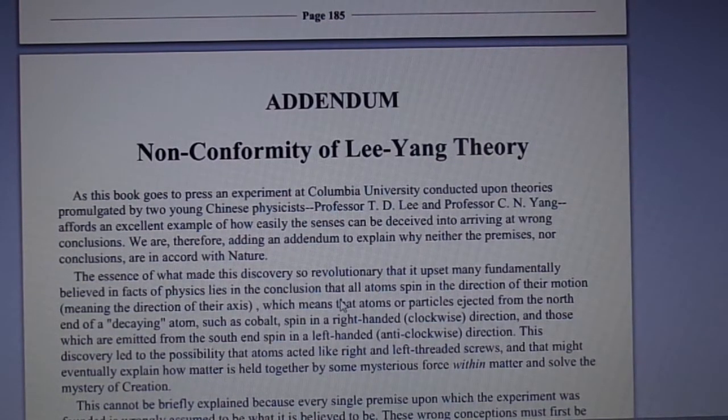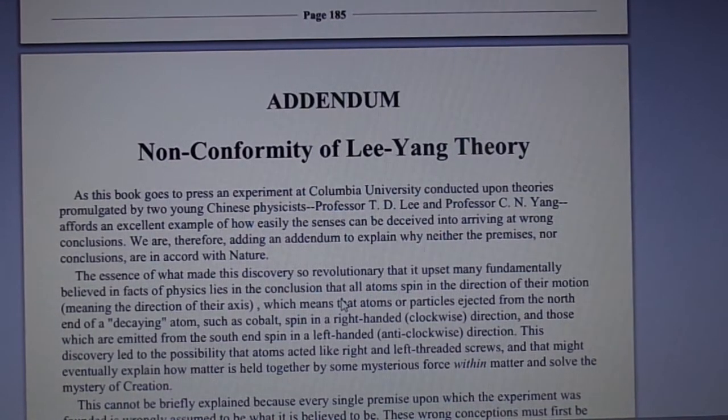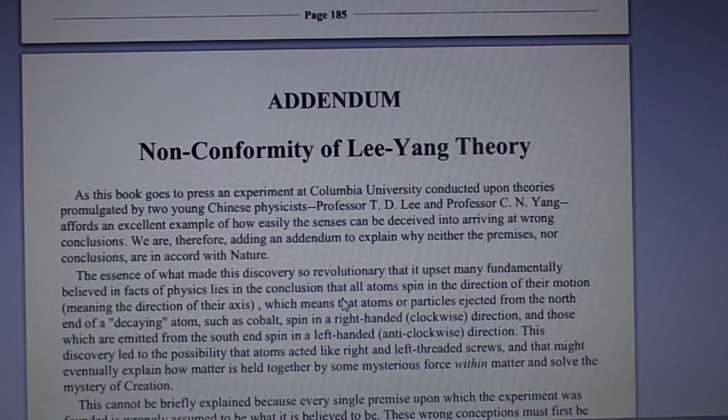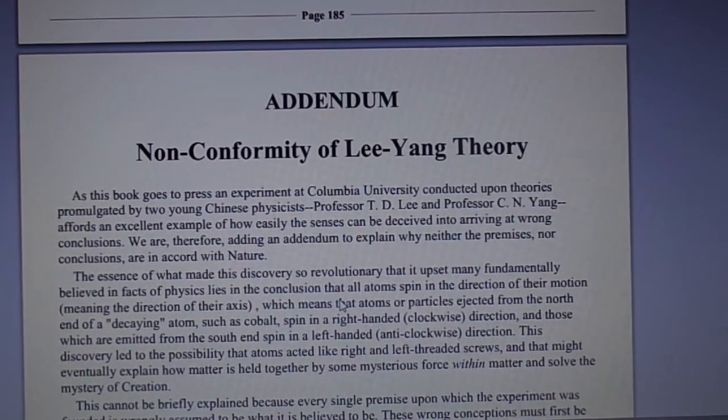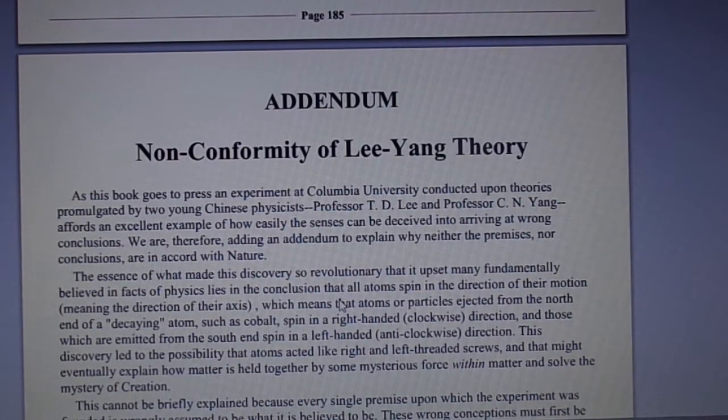As this book goes to press, an experiment at Columbia University conducted upon theories promulgated by two young Chinese physicists, Professor T.D. Lee and Professor C.N. Yang, affords an excellent example of how easily the senses can be deceived into arriving at wrong conclusions. We are therefore adding an addendum to explain why neither the premises nor conclusions are in accord with nature.